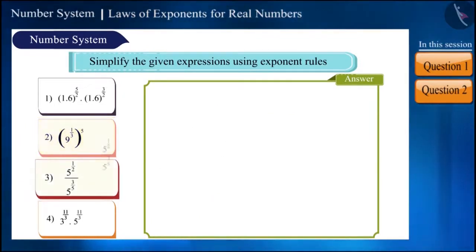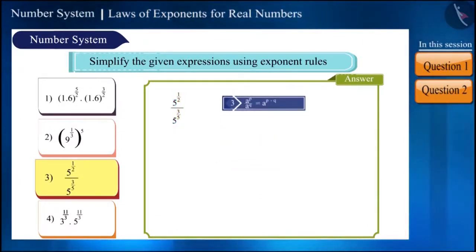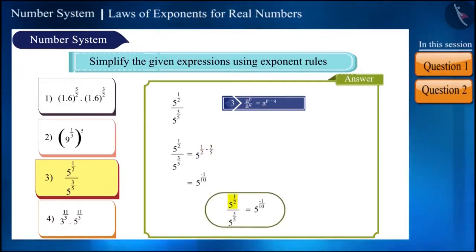Let's see this one. Here too, the bases are the same and the exponents are different. So we will simplify it using this rule of exponents. So now we can write 5 raised to the power 1 by 2 minus 3 by 5. Subtracting 3 by 5 out of 1 by 2, we get minus 1 by 10. 5 raised to the power 1 by 2 upon 5 raised to the power 3 by 5 can also be written as 5 raised to the power minus 1 by 10.